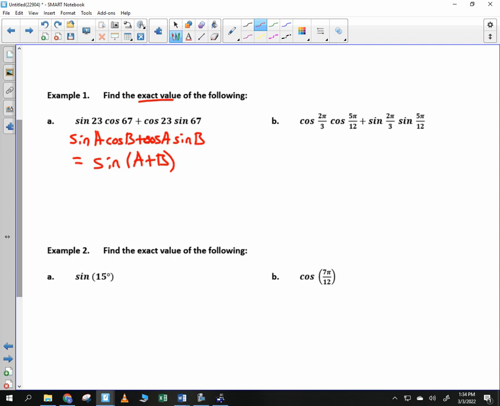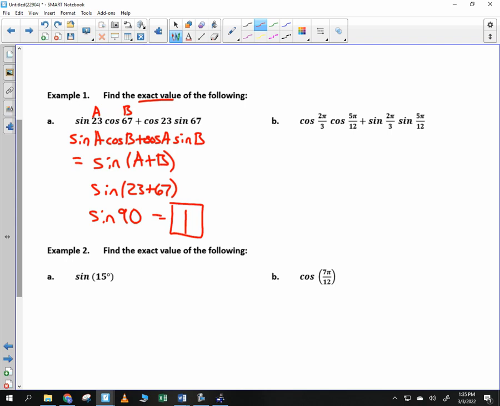So if I want to determine this exact value, all I really need to do is recognize that and then determine A and B. What is A in this problem? A is 23. What's B? So we have sine of 23 plus 67. What is 23 plus 67? 90. And what is the sine of 90? 1. That's it.